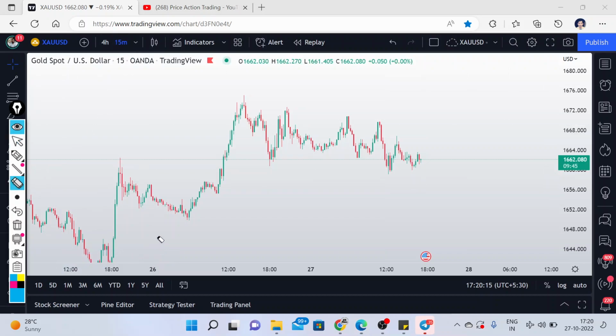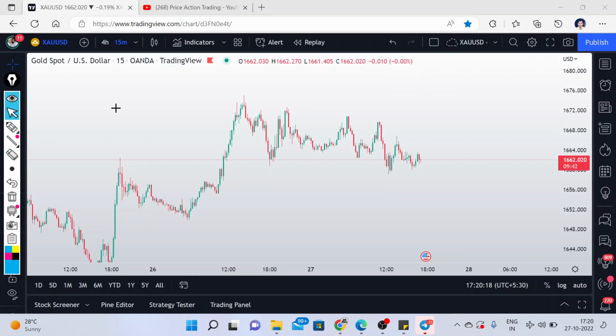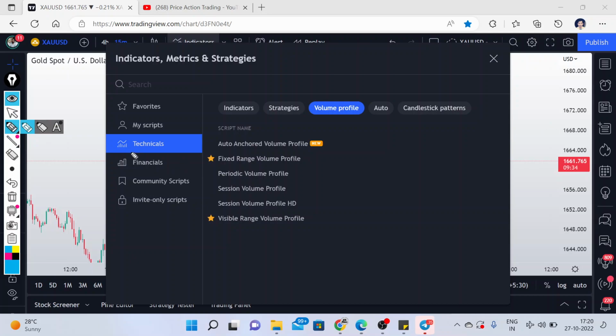As you know, volume profile is already available in the indicator section. You just have to head over to indicators, and you can see we have this technicals menu over here, and in it we have volume profile. So these are the volume profile indicators available in TradingView. Traders use these volume profiles as per their setup and their methods. These are all different kinds of volume profile you can use, but for this video I'm going to explain this one, the fixed range volume profile.